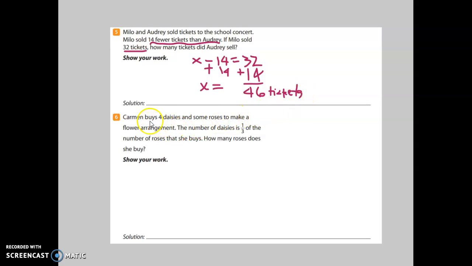Alright. Carmen buys 4 daisies and some roses to make a flower arrangement. The number of daisies is 1/3 of the number of roses she buys. How many roses did she buy?